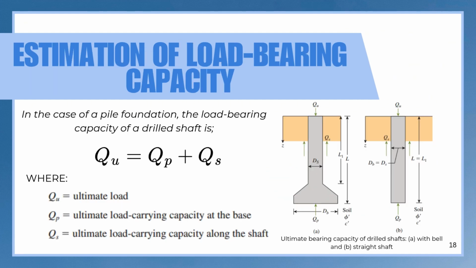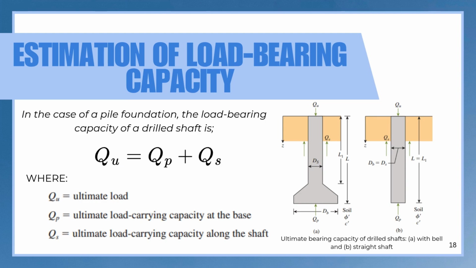Now, we will discuss the load-bearing capacity of the drilled shaft foundations. Drilled shafts carry loads through two main mechanisms. First is the resistance at the base, and second is the friction along the shaft. These two components work together to support structural load safely. So for the ultimate load capacity formula, we have Q_u = Q_p + Q_s, where Q_u is the ultimate load, Q_p is the ultimate load carrying capacity at the base, and Q_s is the ultimate load carrying capacity along the shaft.